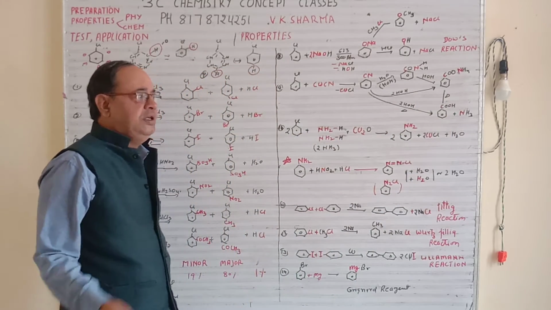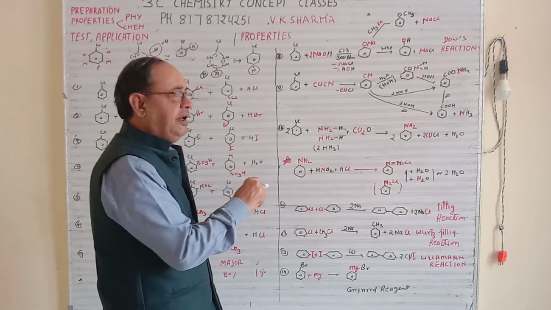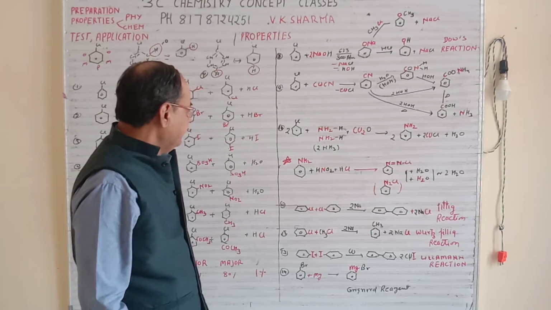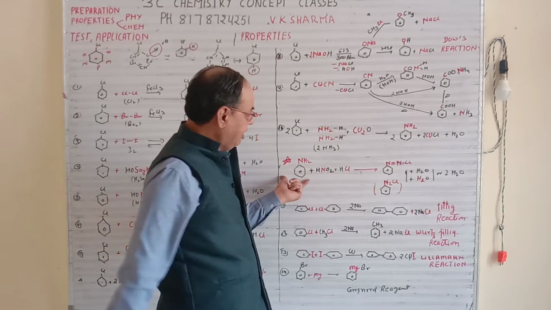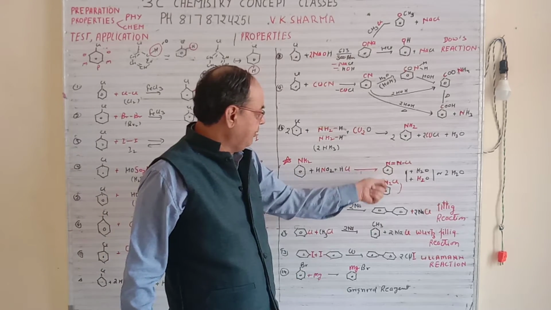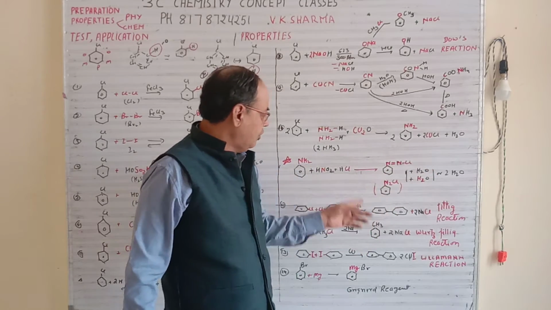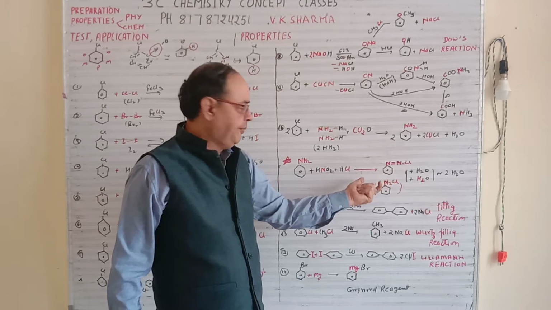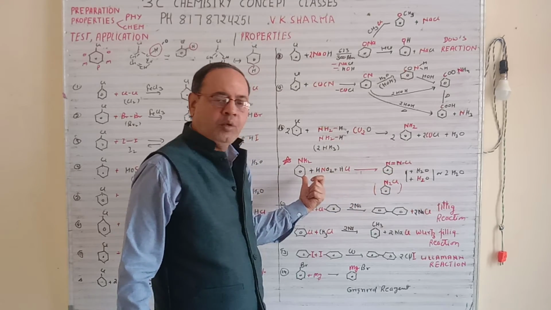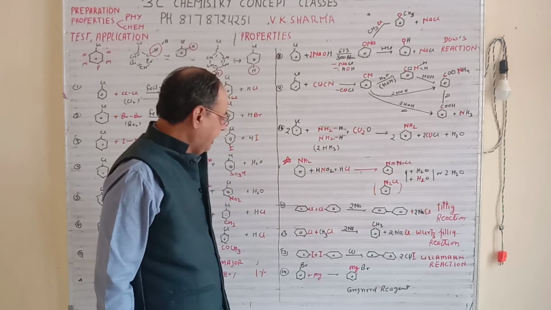Now since we are using diazonium again and again, here I am telling you the use of aniline. When you react aniline with HNO2 and HCl, that will give you benzene diazonium chloride plus twice of H2O. So this is the preparation of benzene diazonium chloride. Benzene diazonium chloride is prepared from aniline. This is a one step reaction.